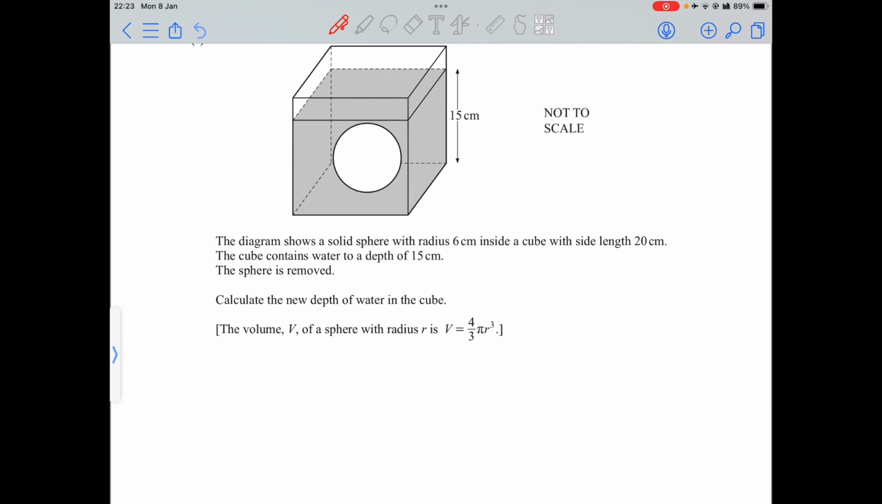The diagram shows a solid sphere with a radius of 6 centimeters inside a cube with a side length of 20 centimeters. The cube contains water only up to a depth of 15 centimeters. The sphere is removed. Calculate the new depth of water.